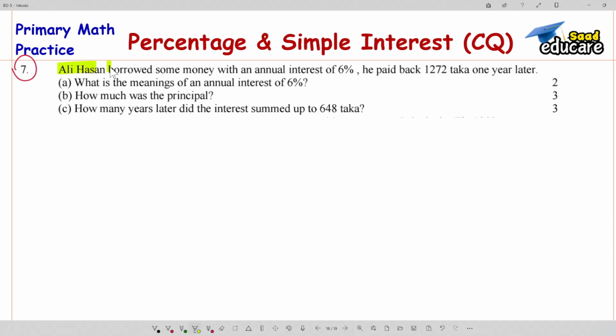Ali Hassan borrowed some money at an annual interest of 6%. He paid back 1,272 taka 1 year later. Our first question is, what is the meaning of an annual interest of 6%?